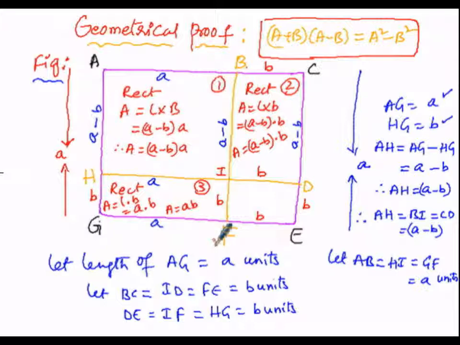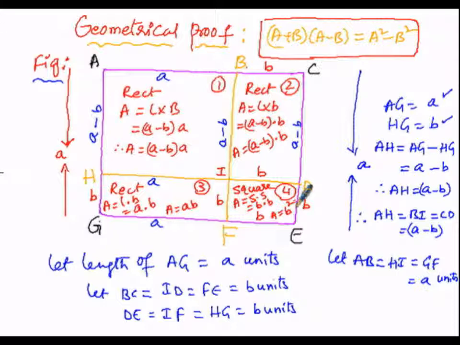And the last figure, that is the fourth one, which is nothing but FEDI. Here all sides are equal, each side equal to b units. So it will come under a square, since according to the property of a square all sides are equal. The area of a square is side into side, but each side is b. So b into b, that is b square, is its area.